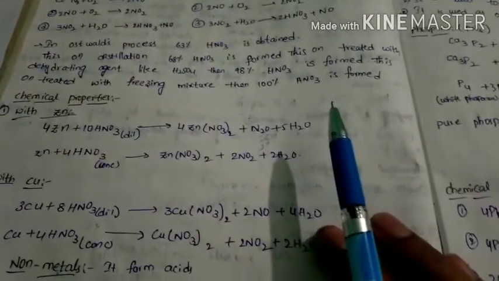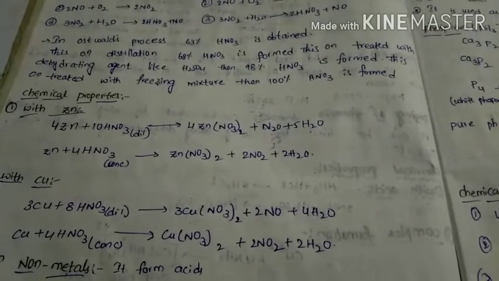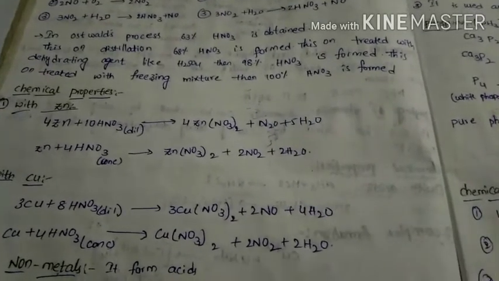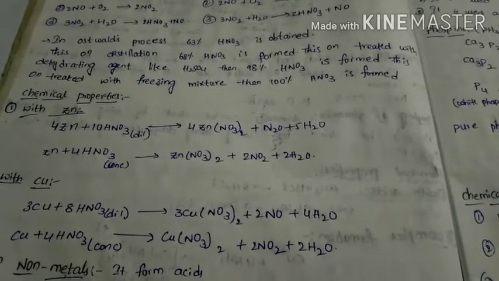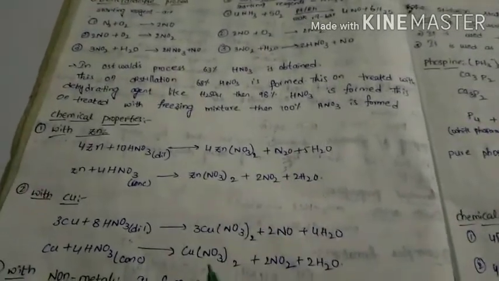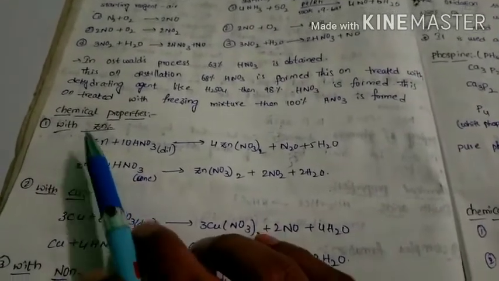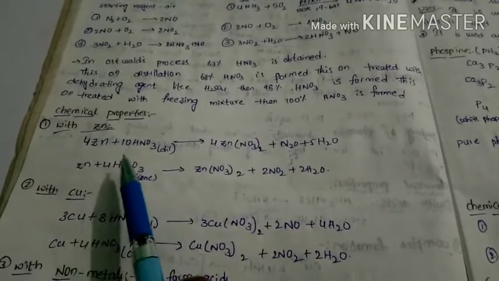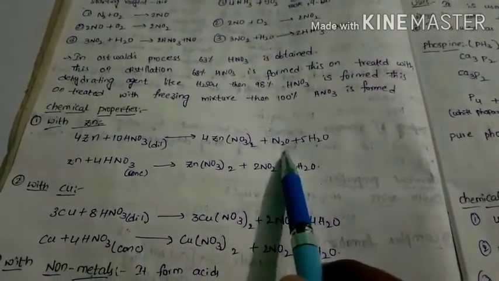Next, chemical properties. These are very important. From this topic we usually face questions in CBSE level, especially nitric acid. First reaction with zinc. When zinc reacts with dilute HNO3, then we get zinc nitrate and N2O and H2O.